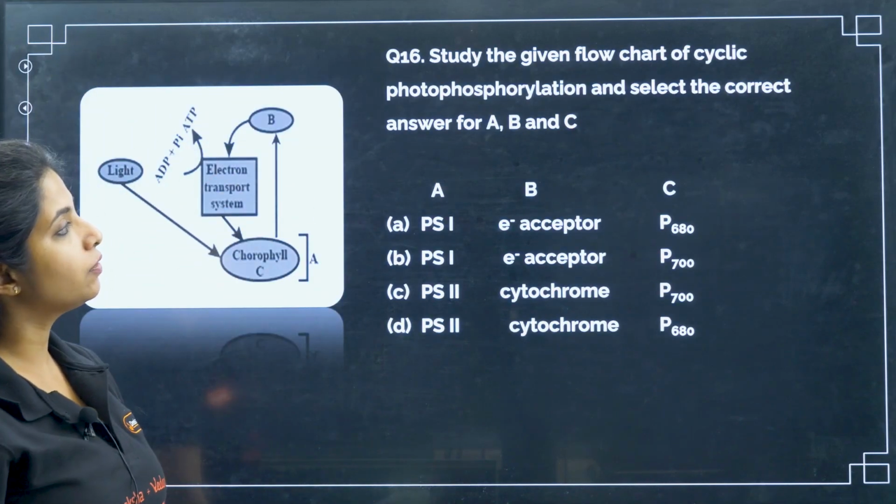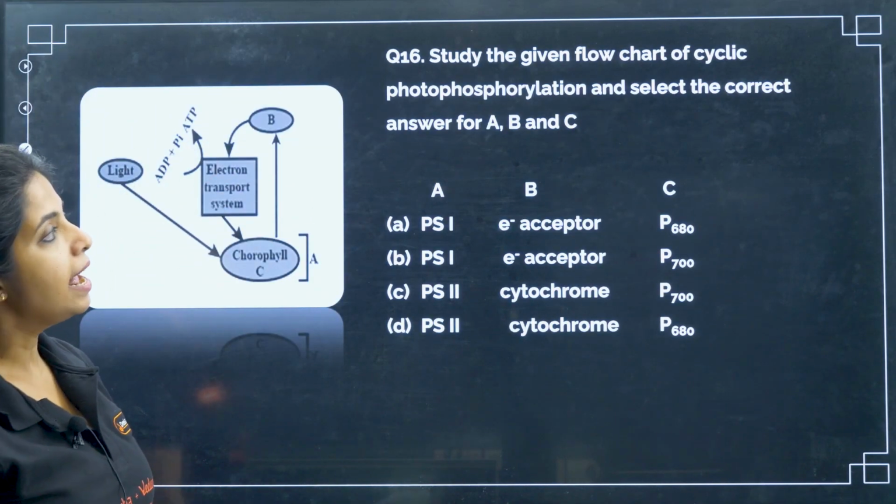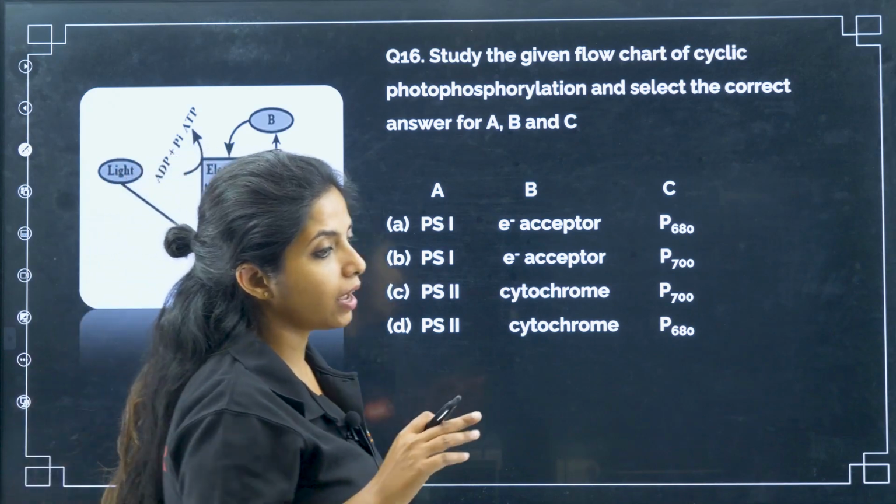Next, study the given flowchart of cyclic photophosphorylation and select the correct answer. Before I go ahead, I just know one thing.